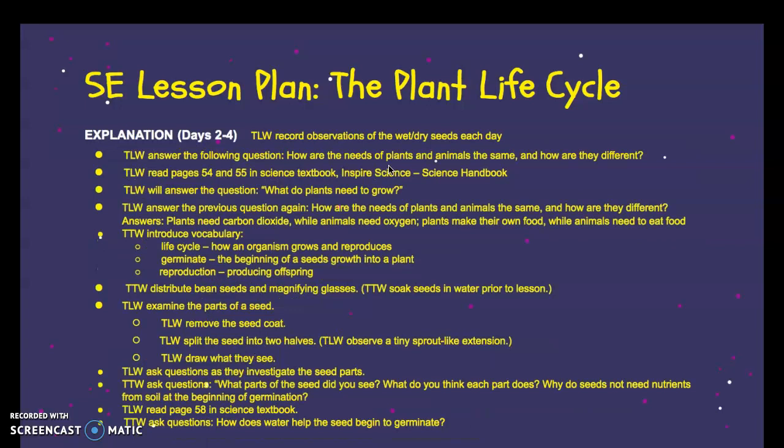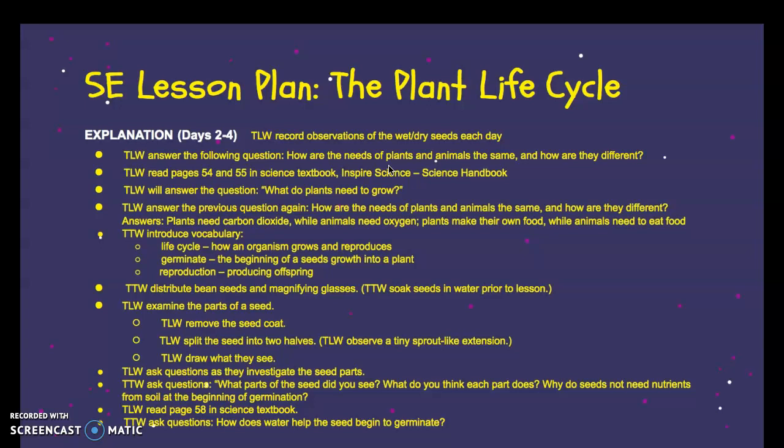So then days 2 through 4, students can continually record their observations of their seeds. They'll answer questions about the needs of plants and animals. Are they the same, or how are they different? After this lesson, they'll go into the animal life cycle. So this just sort of prepares them for that.